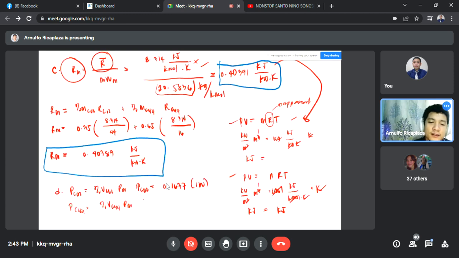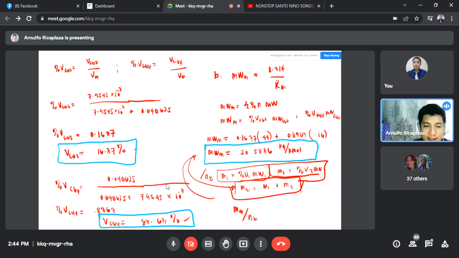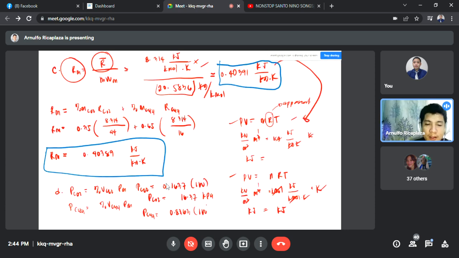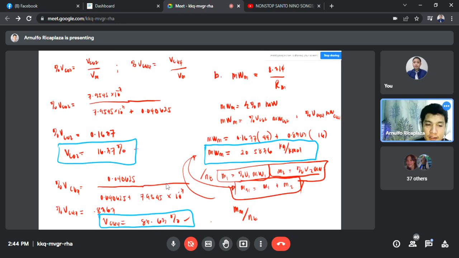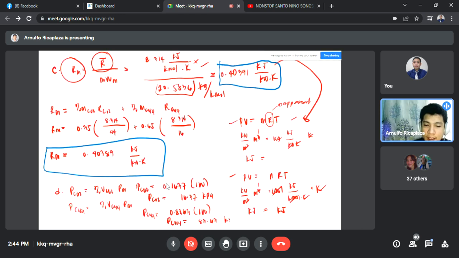So therefore, guys, our PCO2 is equal to 16.37 kPa. And for the PCH4, it is equal to 0.8363 times 100. Therefore, our PCH4 is 83.63 kPa. Okay, so that is the partial pressure.